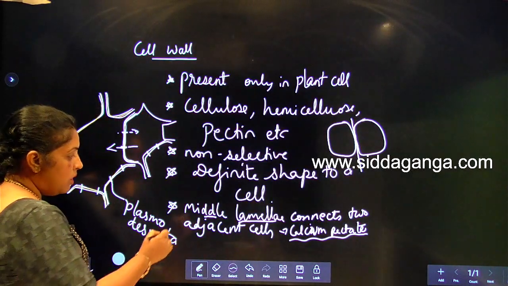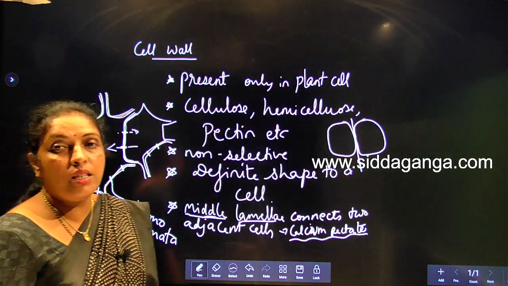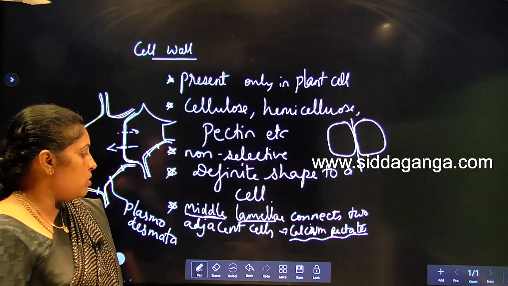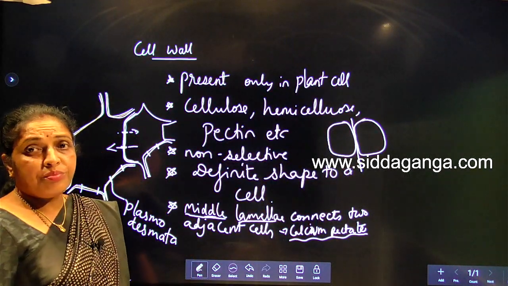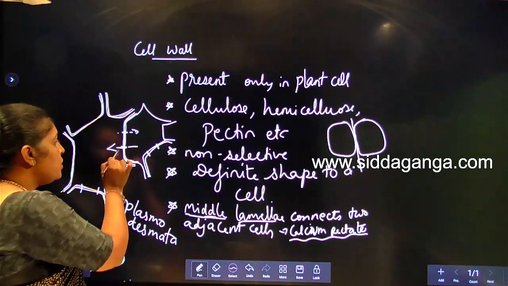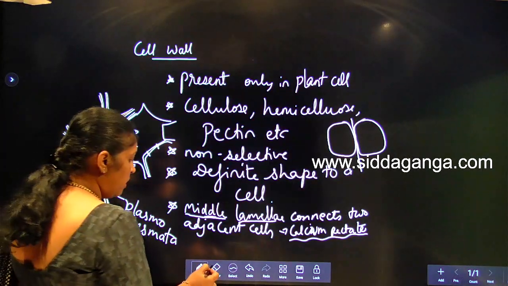So that is mainly due to the middle lamella. The adjacent cells are held together with each other in plant cells due to the presence of the middle lamella. And we see the connections between two plant cells with the junctions called plasmodesmata. So this is about the cell wall.